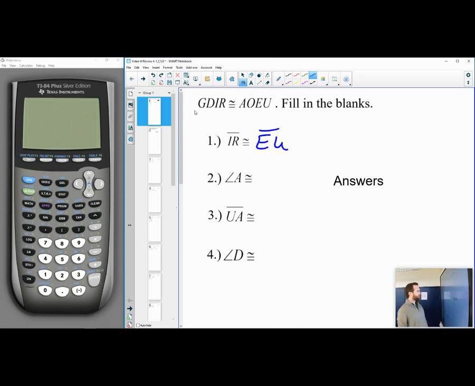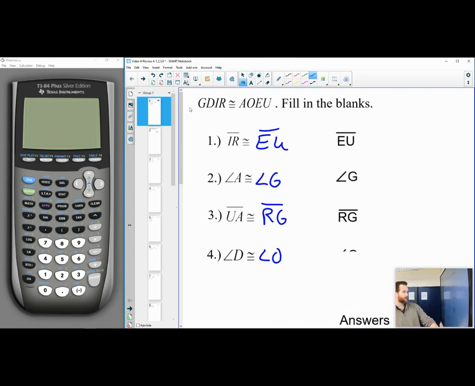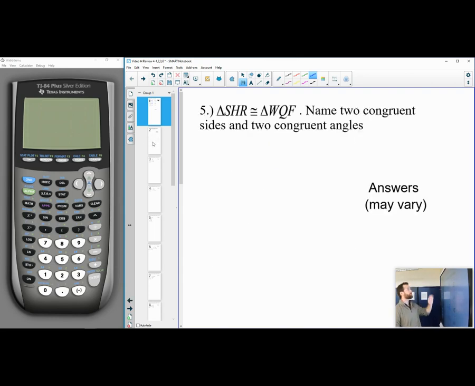All right. Number two, angle A is right here, so that would be angle G. Angle G. UA, so these are kind of split up. We've got a U and an A, so then that would be R and G, so segment RG. And last but not least, number four, angle D, that's the second one, so that would match up with angle O. And then we can double check my answers right here from the answer key. Let's see, EU, angle G, RG, and angle O. So far, so good. Let's keep rolling.